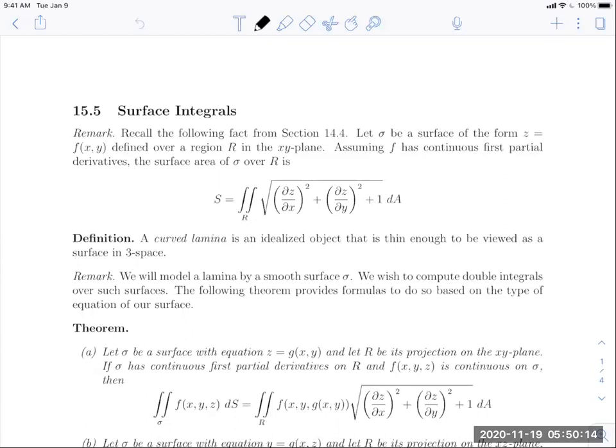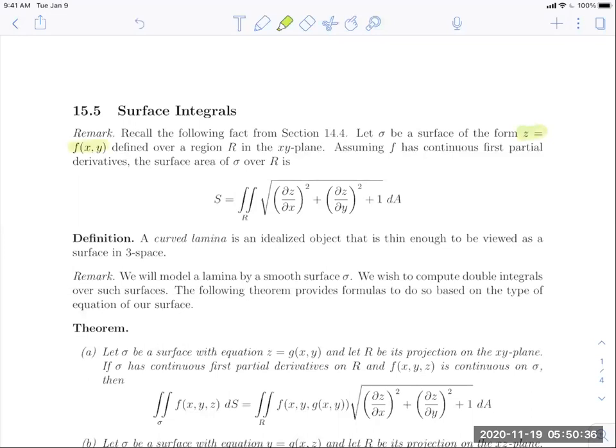But before we do that, I'd like to recall something that we learned in the previous chapter, section 14.4. We learned how to find the surface area of a surface. Now, we were going to let that surface be denoted by the lowercase Greek letter sigma. And we were always assuming that our surface was written of the form z equals f of x, y.